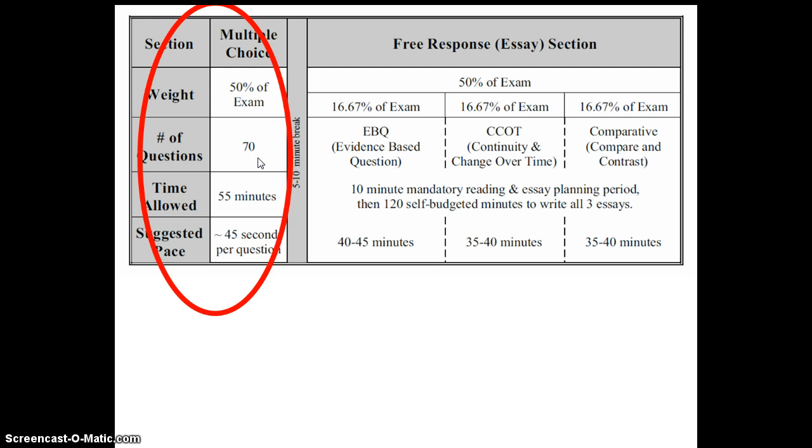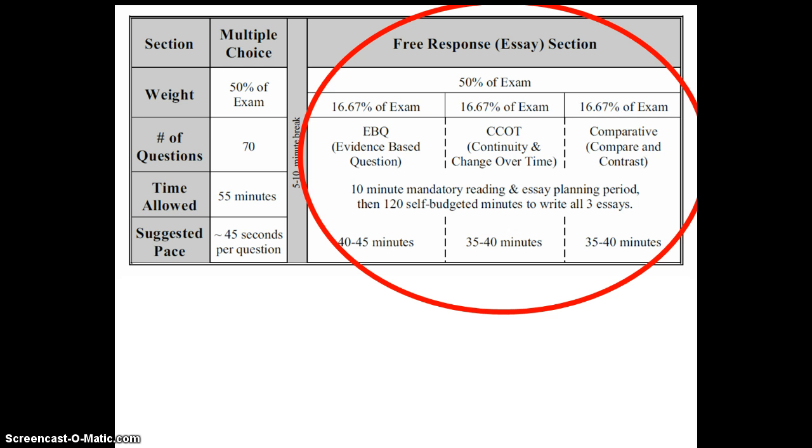We typically did pretty well last year on the multiple choice section. It's just a matter of studying and memorizing a lot of random facts. The hard part of the test really comes from writing the essays. There are three essays. One is called an EBQ. We call it a DBQ in the class, a document-based question.